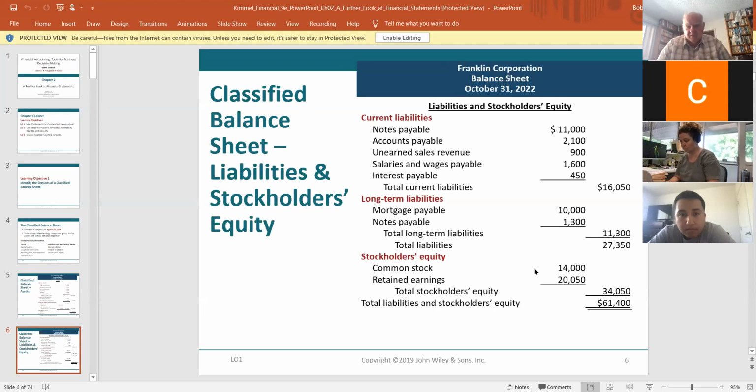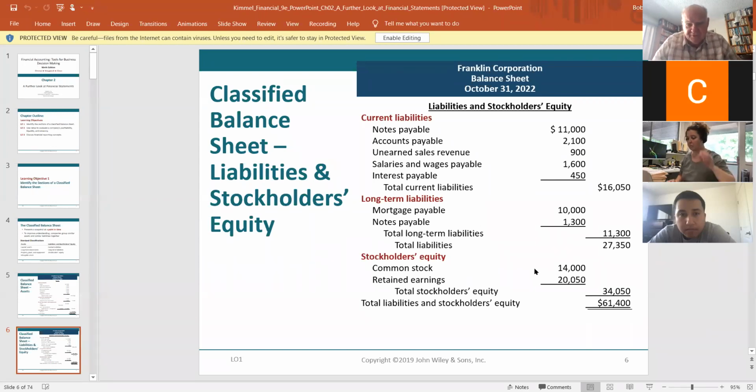Look at the long-term liabilities. Mortgages are long-term. Notice you see notes payable a second time for $1,300. It's also on the first of the current liabilities. That's because the $11,000 number next to notes payable, that's the amount of a note that's due within the next year. The amount of the note that's not due for a year is the 1,300. So it looks to me like they borrowed money in the amount of about $12,300, and they're paying it back on a basis of 11,000 a year.